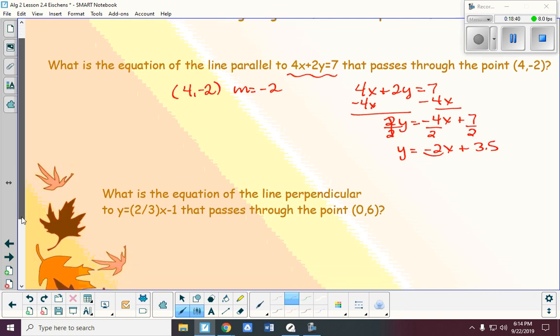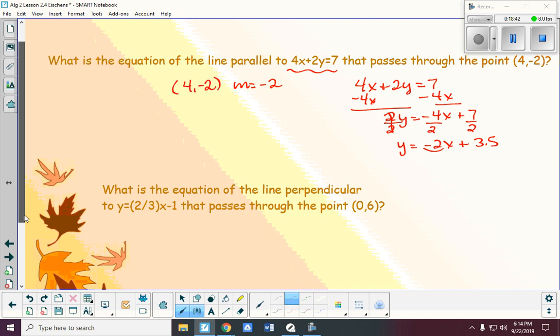In the next problem, it says, what is the equation of the line perpendicular to y equals 2/3 x minus 1 that passes through the point 0, 6? And so the slope then of the line that's perpendicular would be the opposite sign. So it would be a negative, and instead of 2/3, it would be 3/2. And then put negative 3/2 as a slope and 0, 6 into the point slope formula, and you can get the equation for that new line.